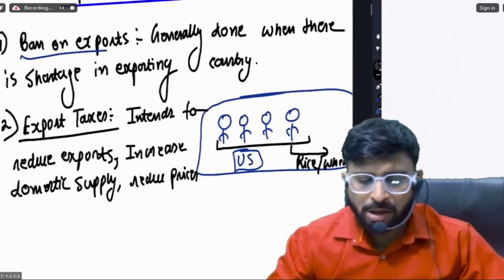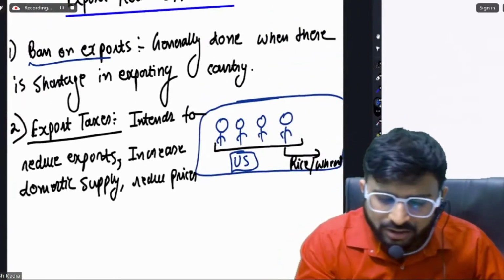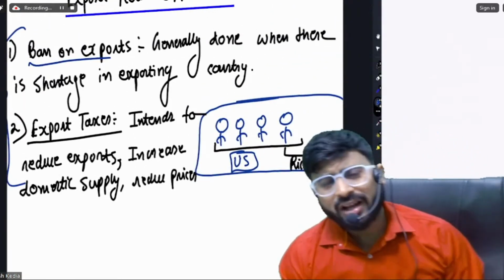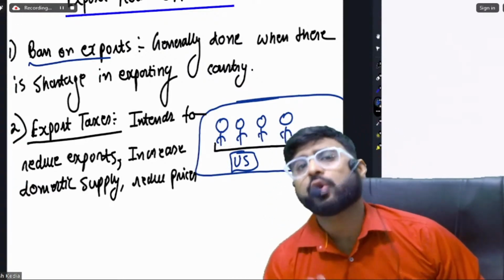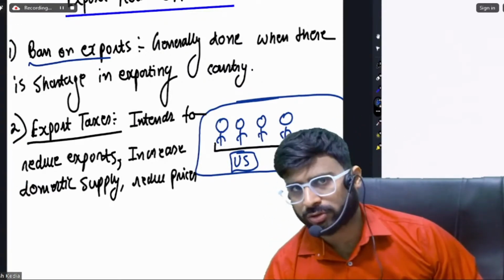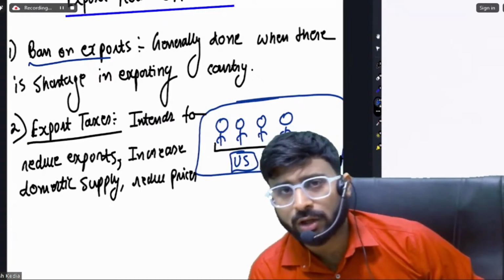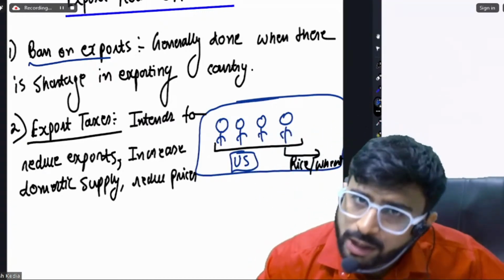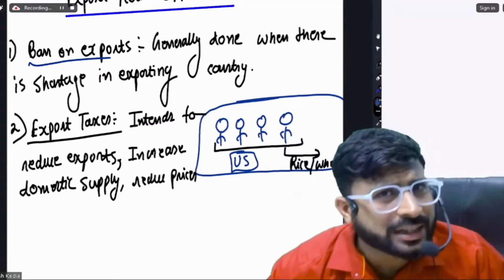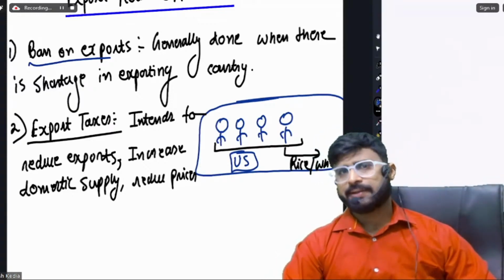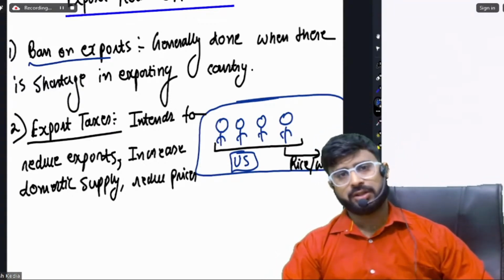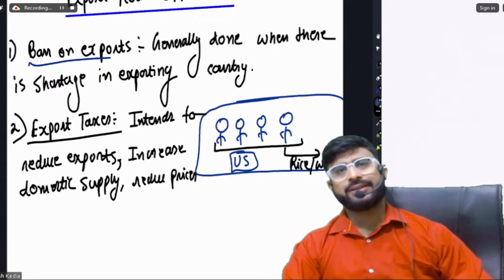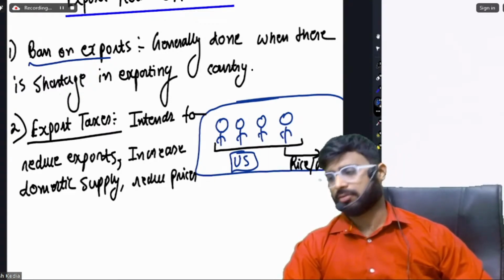Is that clear, everyone? But friends, if you see the first two methods, they were intending to reduce exports. Yes or no? Reduce or completely kill exports. The first two methods I am talking about were intending to either reduce exports or completely kill exports. Yes or no, dear students? Yes, sir, you are indeed correct. Friends, now I move on to the third one.